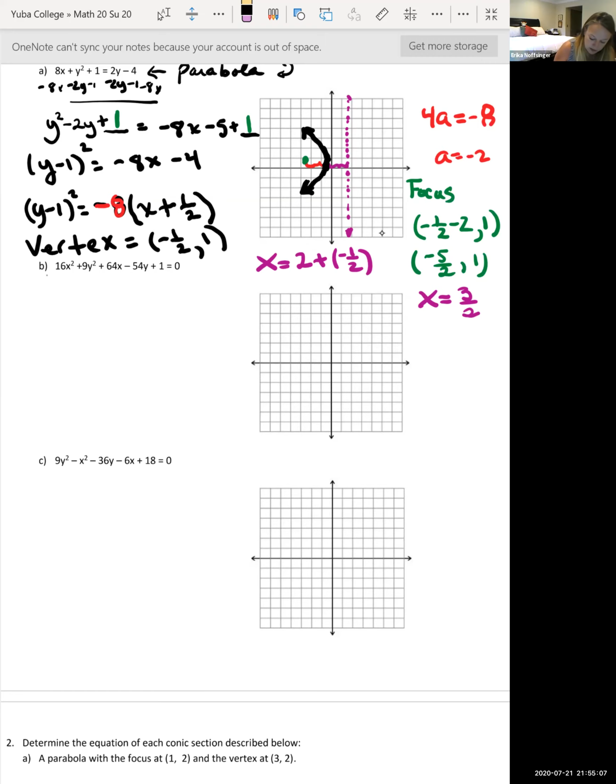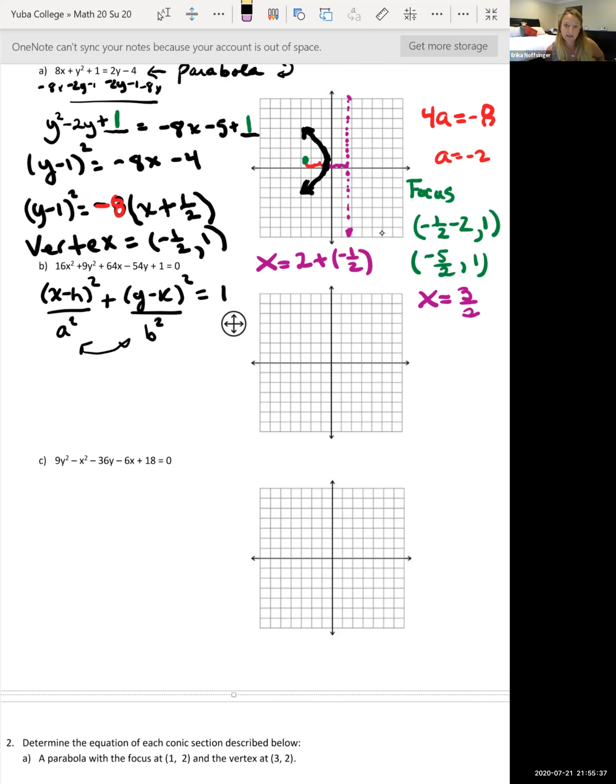We're trying to manipulate it, and again, we don't know which one yet, but it's going to be in some form of (x minus h) quantity squared all over something, plus (y minus k) quantity squared all over something equals 1, where one of them is either a squared and one of them is b squared. But right now we don't know until we have this done. We know that a is always the bigger number underneath when we're talking about ellipses.